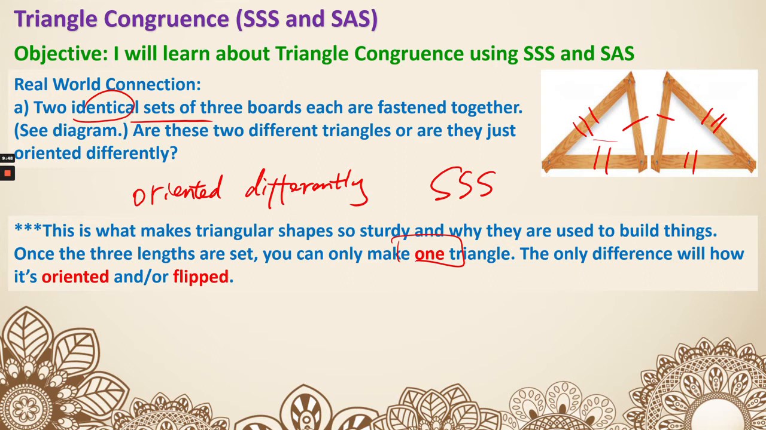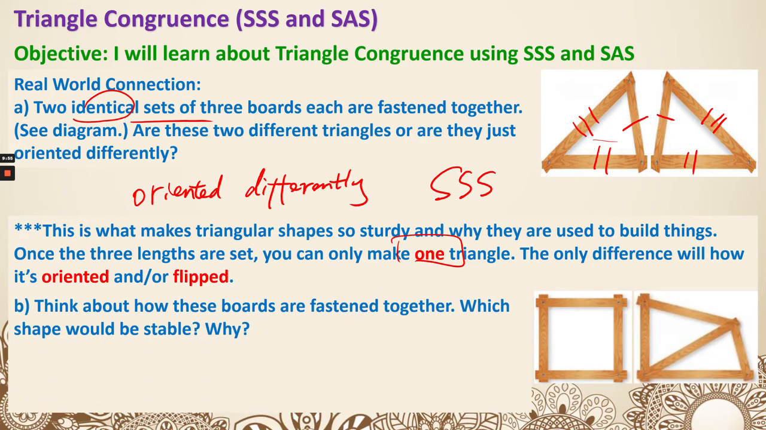The only difference will be how it's oriented and or flipped. Part B, think about how these boards are fastened together. Which shape would be stable and why? Clearly the one on the right is going to be more stable, and the reason is exactly what we just defined. Every single triangle is set, you can't move it. For this one, you can basically drag these two corners, and you can make it into a straight line.